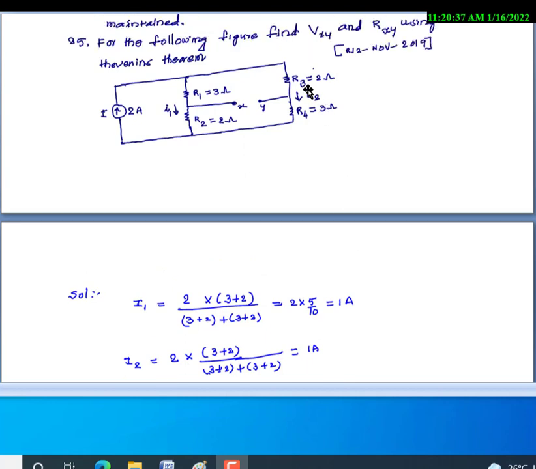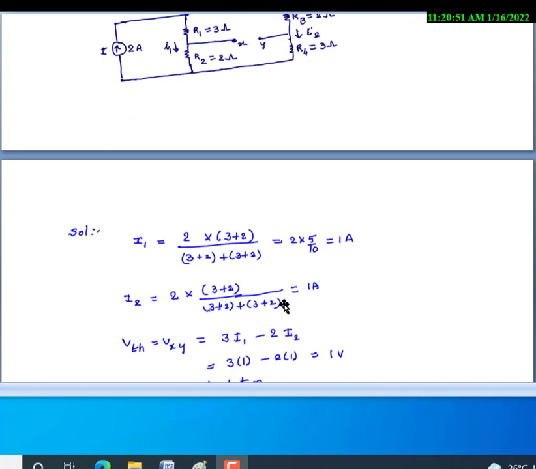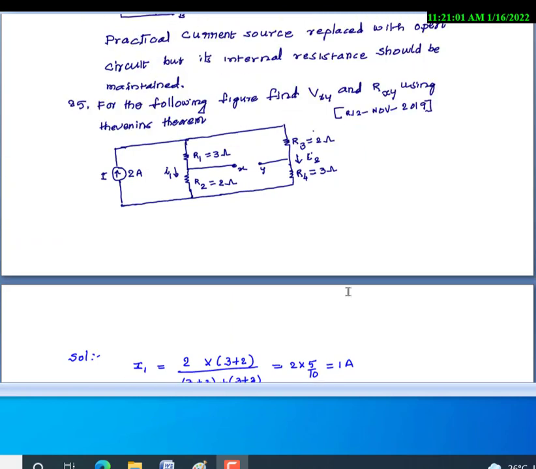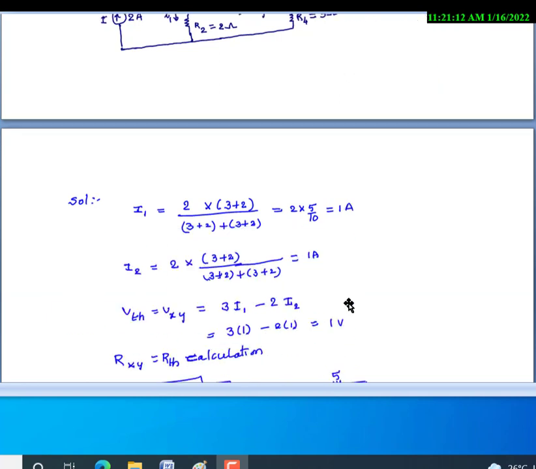Similarly, the I2 value we can also get using the current divider rule. That is, the input current 2 amperes into the opposite arm parallel resistance, that is 3 plus 2, divided by the sum of the parallel branch resistors, that is 3 plus 2 plus 3 plus 2. After simplification we get 1 ampere. In fact, if you look at this, this branch and this branch have the same resistance, so automatically they share the current equally. That is what we got here, 1 ampere, 1 ampere.